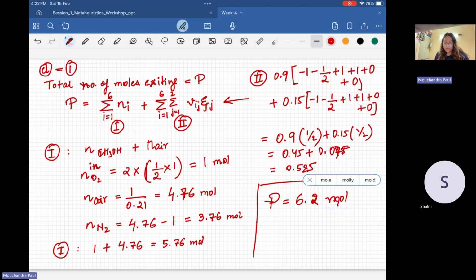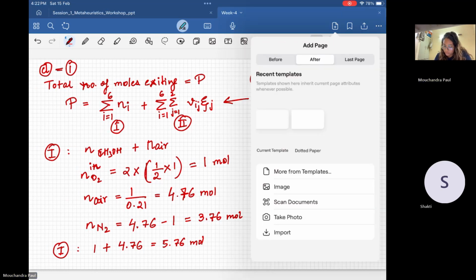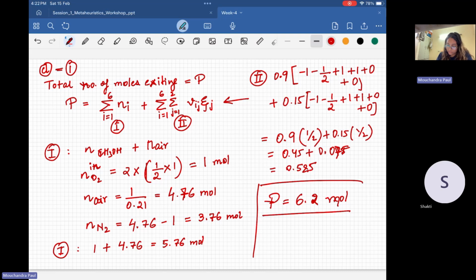Now, we found the total number of moles in the exit stream. So we have to calculate the percentages. For that, we have to calculate the ratio of number of moles of, say, methanol divided by the total into 100. Okay, so let's do it one by one.